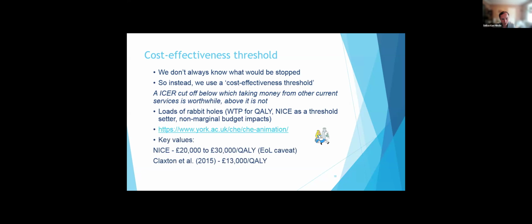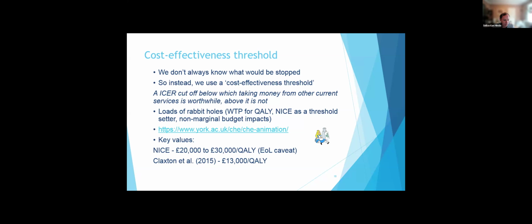There's a link there to an animation that I made many years ago trying to explain some of this. So if people are interested in more of the details, they can find it there. But there's essentially these key values. NICE use a lot of economic evaluations to inform their policy decisions and their recommendations about new drugs, especially. And they use a threshold value of 20 to 30,000 pounds per QALY. So essentially, any ICER that we generate of a new intervention that's below that cutoff value is considered cost effective. So we accept that it costs more than what we're doing at the moment, but it is more cost effective than what will be displaced somewhere else in the NHS.